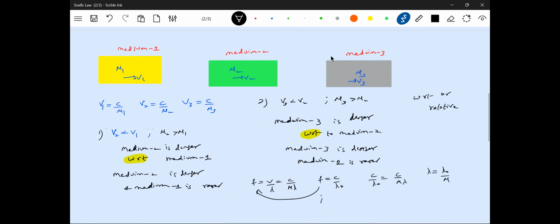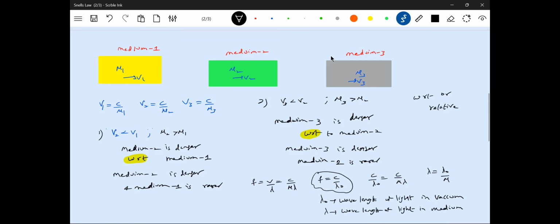What is lambda naught? Wavelength of light in vacuum. What is lambda? Wavelength of light in medium. So in different mediums, the speed of light will be different, the wavelength will be different, the frequency is going to be the same. So this is for vacuum.